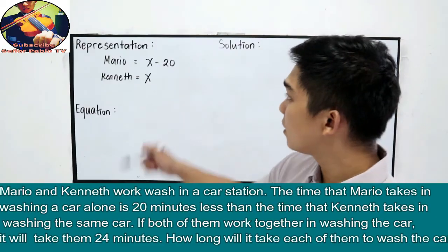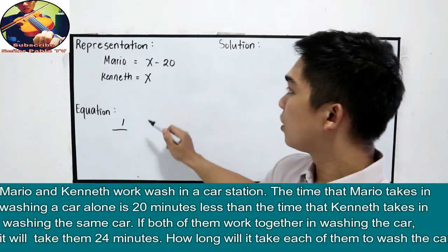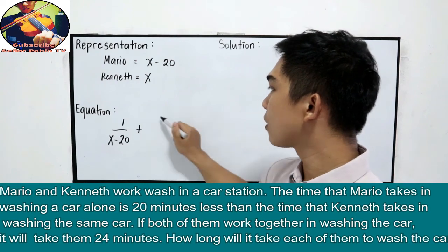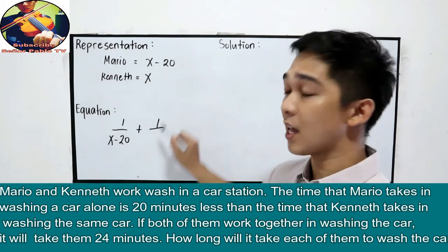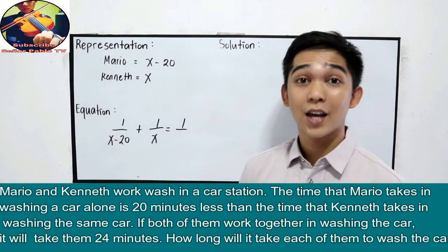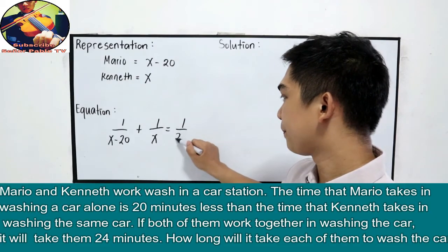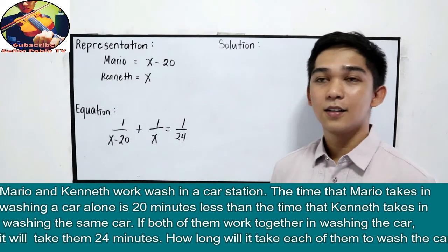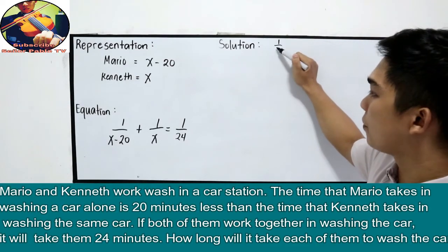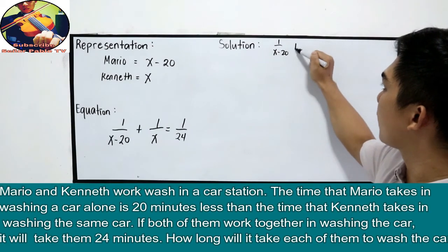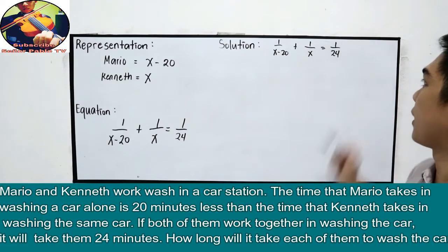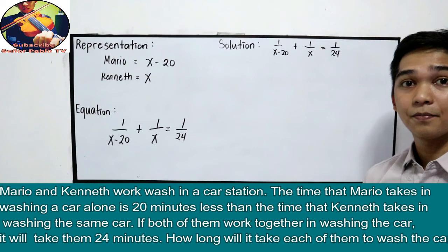So sa equation natin, 1 over yung time ni Mario, X minus 20, plus 1 over yung time ni Kenneth, X, is equal to 1 over yung time nila together. That is 24. Then, solve na natin. 1 over X minus 20 plus 1 over X is equal to 1 over 24. Find the LCD.